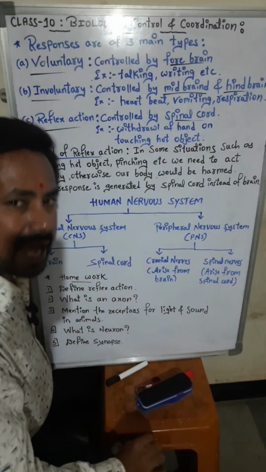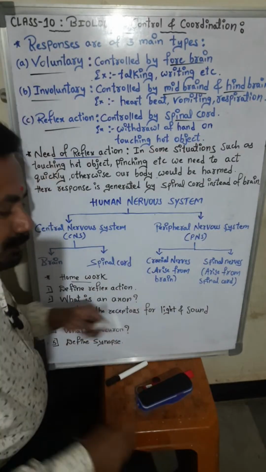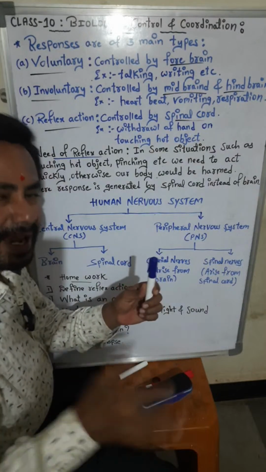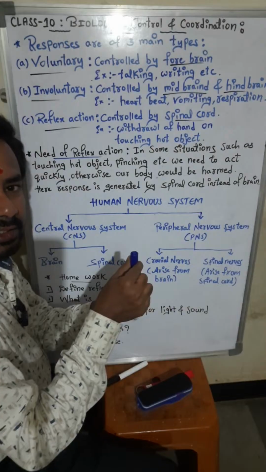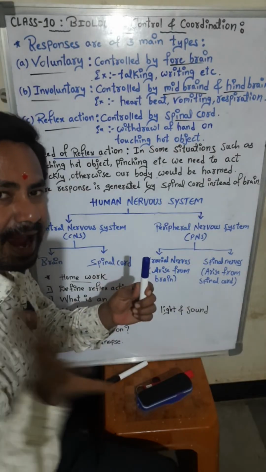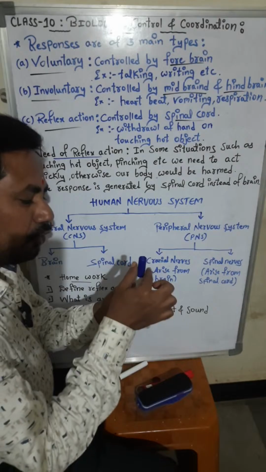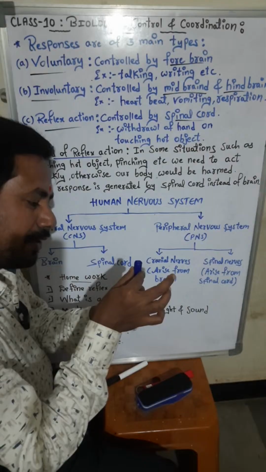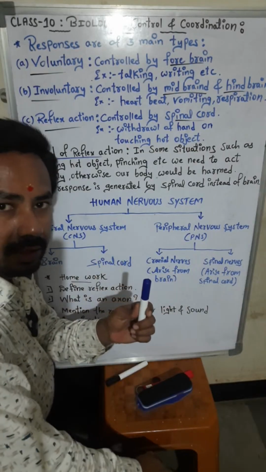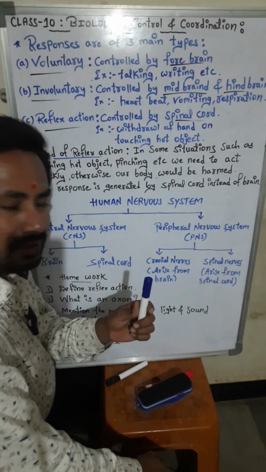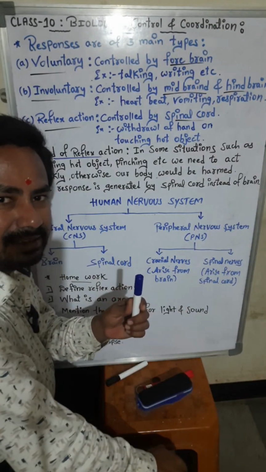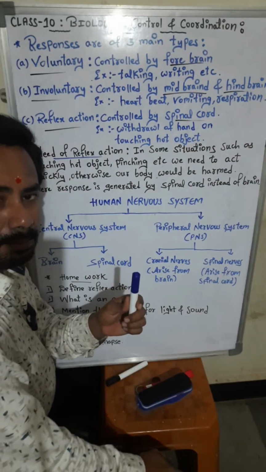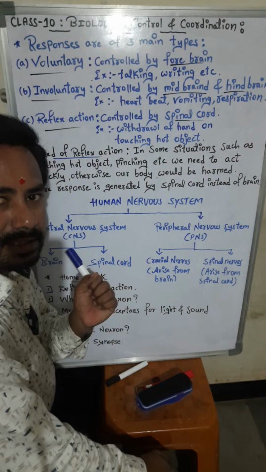Another example, students. A candle is there. If a baby or anybody touches it, what happens? We suddenly withdraw our hand. Why do we withdraw our hand? It happens automatically, students. We do not think, oh, we have to remove our hand. Without thinking, we suddenly remove our hand, because that message is sent by the spinal cord to remove your hand.